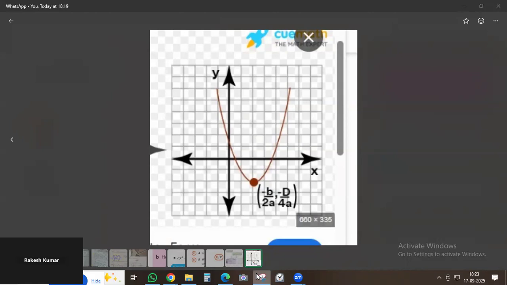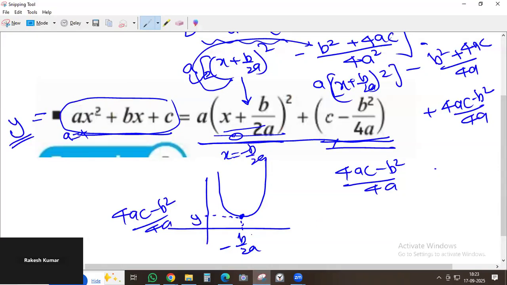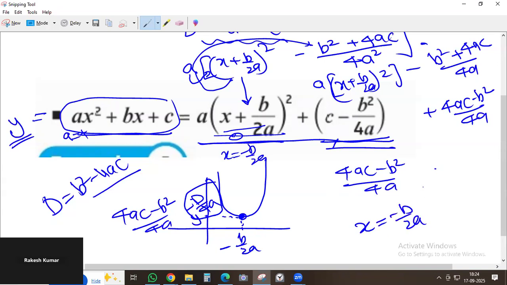So what was I doing here? According to this, this value is minus d by 4a. D is actually the discriminant. It is called b square minus 4ac. That means if it's greater than 0, then it's real. So basically the vertex, whenever you complete the square, one thing you should remember: the x coordinate is always minus b by 2a and the y coordinate is always minus d by 4a. And that actually comes from completing the square only.